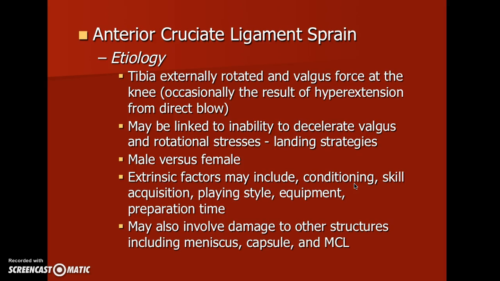Like I've mentioned a lot of times, anytime you have an injury to a joint or a muscle, there could be some secondary injuries. So when you're talking about the tibia being externally rotated and a valgus force involved as well, you can also have damage to the meniscus, the joint capsule, and the MCL.